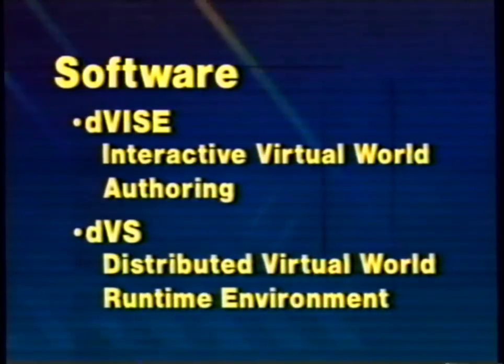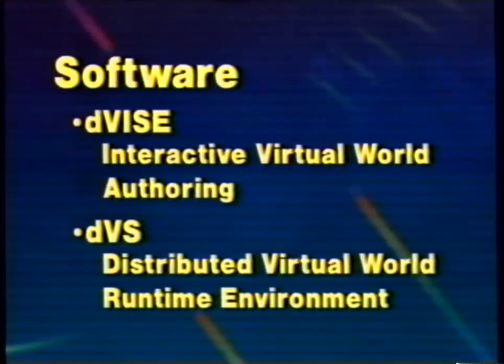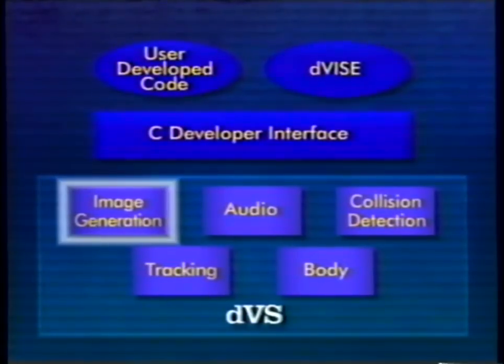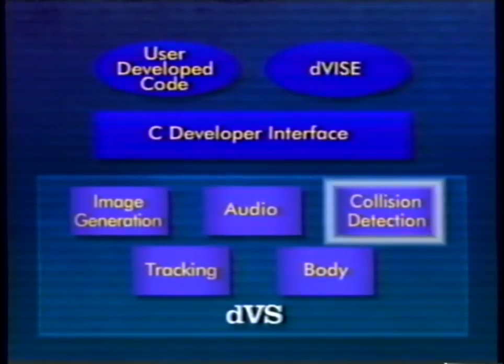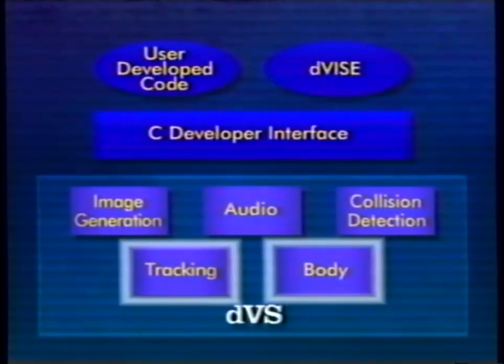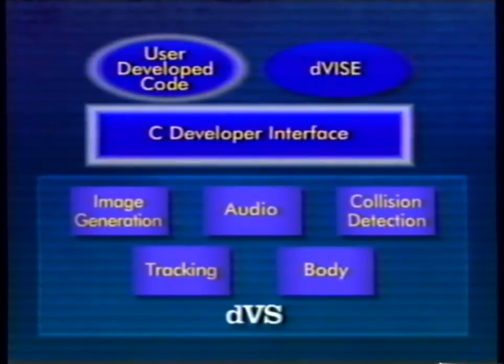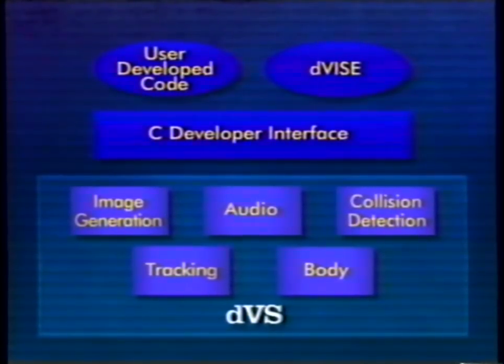Underlying dVISE is dVISE, dVISE's advanced runtime environment for VR. dVISE provides all the services needed for sophisticated virtual reality, including stereo image generation, 3D audio, collision detection, and interfaces for I/O devices. dVISE coordinates these servers with one or multiple users in a distributed environment. The power of dVISE is available either through dVISE or through a C programming interface. dVISE is sophisticated to make virtual reality simple.